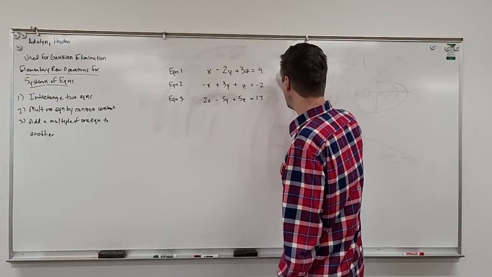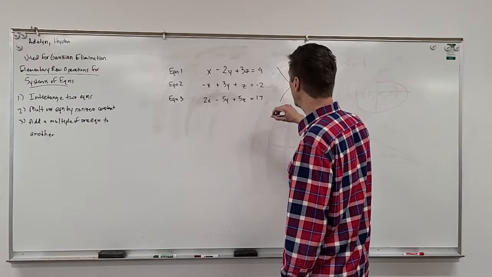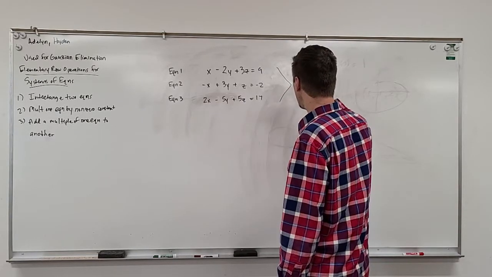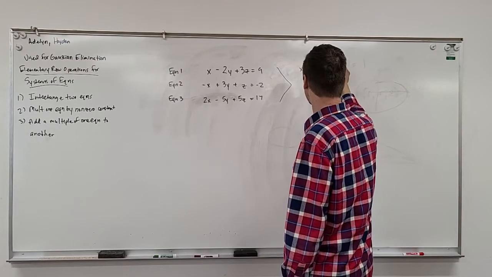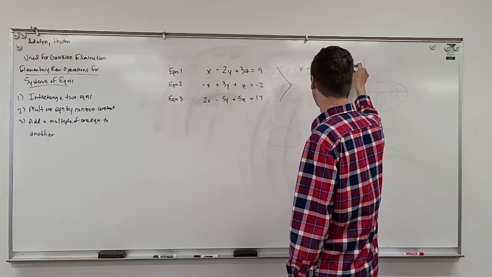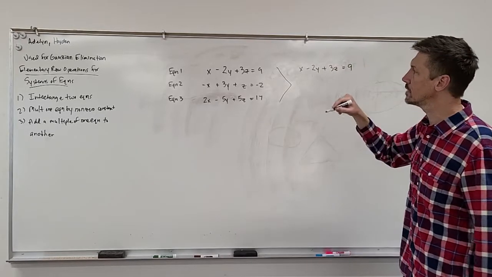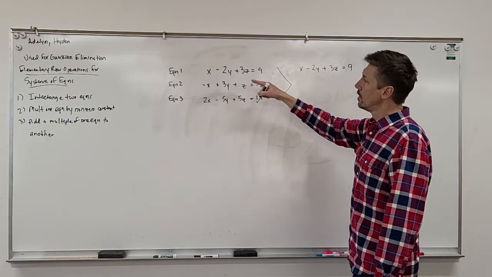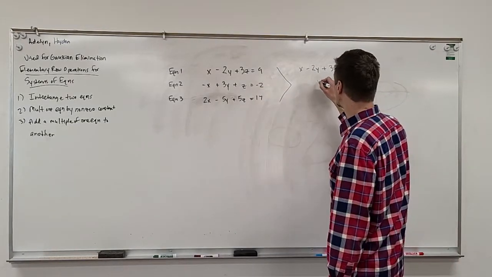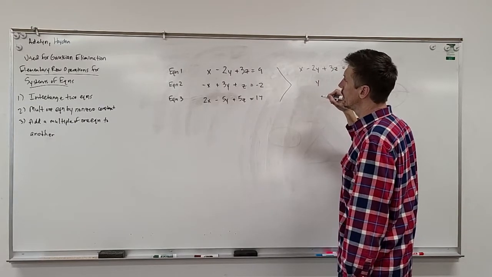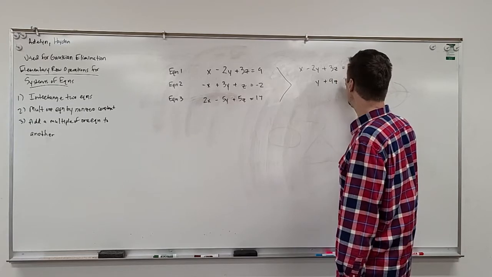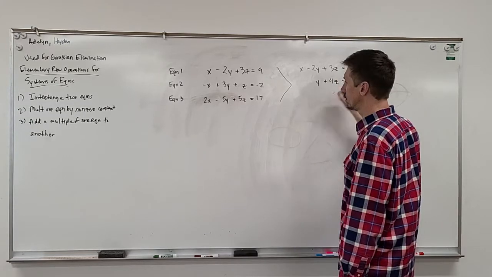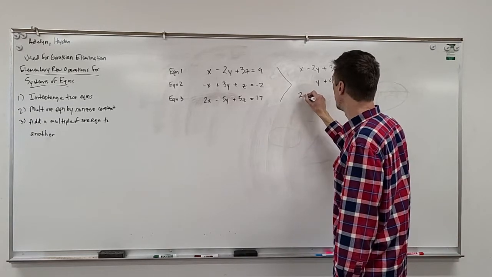So we're going to go from here. We're going to add these two together, and the first equation stays the same. We're going to list the result of the addition as the second equation. When I add those together, the x's go away. Negative 2y plus 3y becomes just y, and 3z plus 1z becomes 4z, and 9 minus 2 becomes 7. So that's going to be our second equation now.